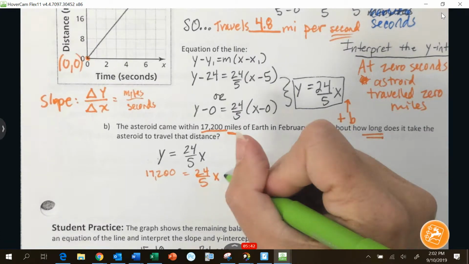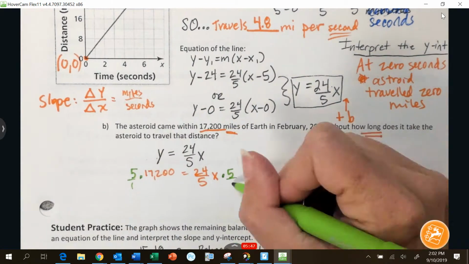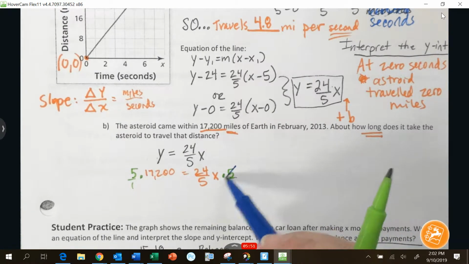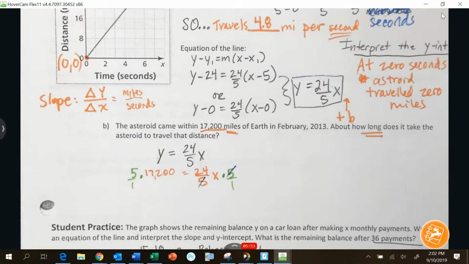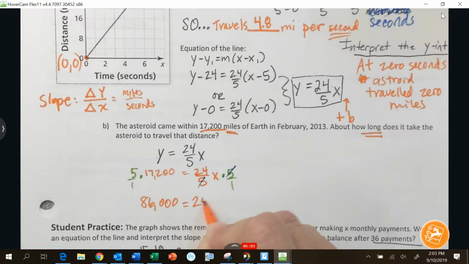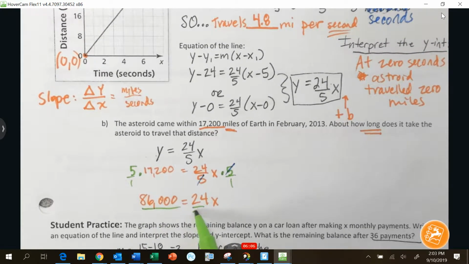Multiply by 5. Okay, so you can do that in one step. I'm going to pretend that that's harder for some people, so you can also divide or multiply by 5 first, but you can do it in one step if you want. Multiply by 5 first, and I get 86,000. It's 24x. And then divide by, yep, it is a decimal, 24.